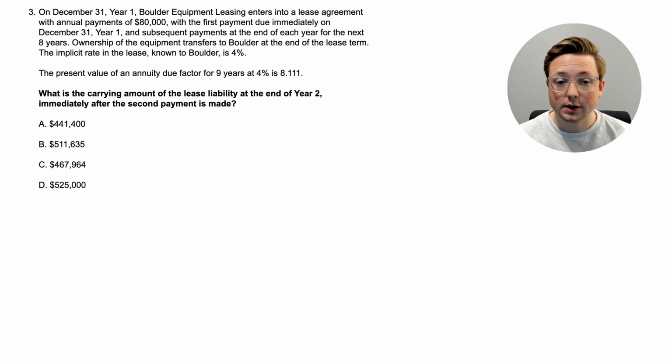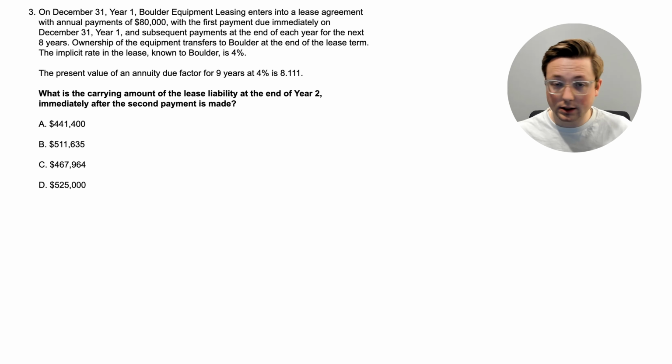On December 31st, year 1, Boulder Equipment Leasing enters into a lease agreement with annual payments of $80,000, with the first payment due immediately on December 31st, year 1, and subsequent payments at the end of each year for the next 8 years. Ownership of the equipment transfers to Boulder at the end of the lease term. The implicit rate in the lease known to Boulder is 4%. Present value of an annuity due factor for 9 years at 4% is 8.111. So with all that information, what is the carrying amount of the lease liability at the end of year 2, immediately after the second payment is made?